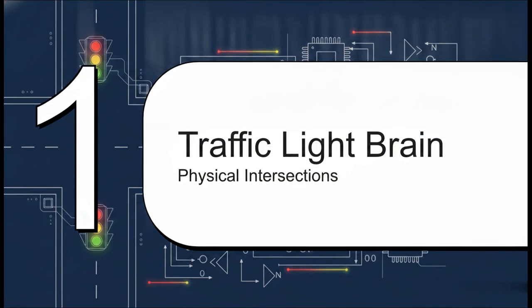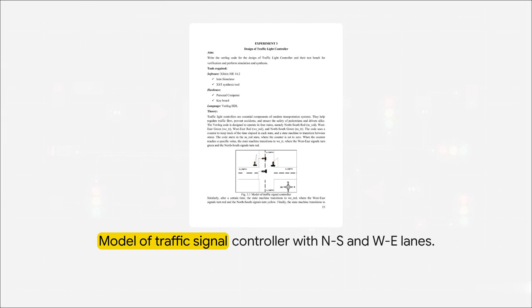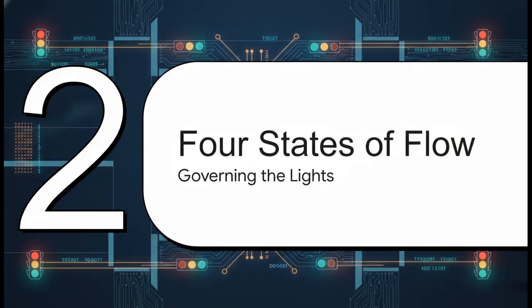Section 1, the traffic light brain and its role in physical intersections. Let's establish our real-world baseline. Think of a standard 4-way intersection with north, south, and west-east lanes. That setup requires a highly coordinated brain to prevent absolute chaos. The traffic light controller is literally this essential component of our modern transportation system. Its entire purpose, its whole reason for existing, is to regulate traffic flow, prevent accidents, and just ensure the safety of pedestrians and drivers alike. It has to know exactly when to let the north-south traffic flow and exactly when to halt them for the west-east traffic. So how exactly does it organize that flow?